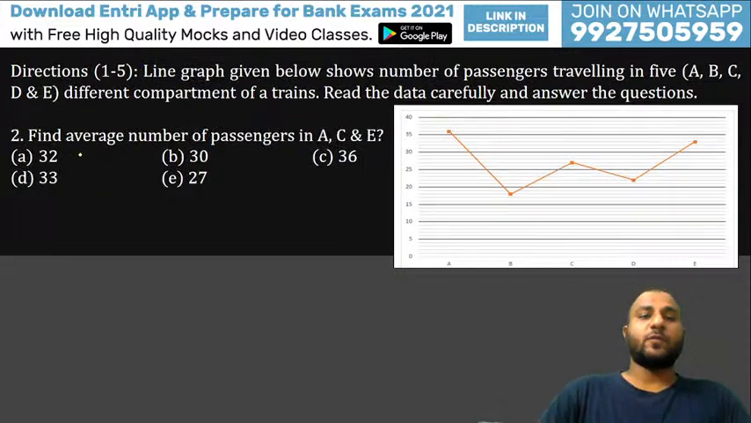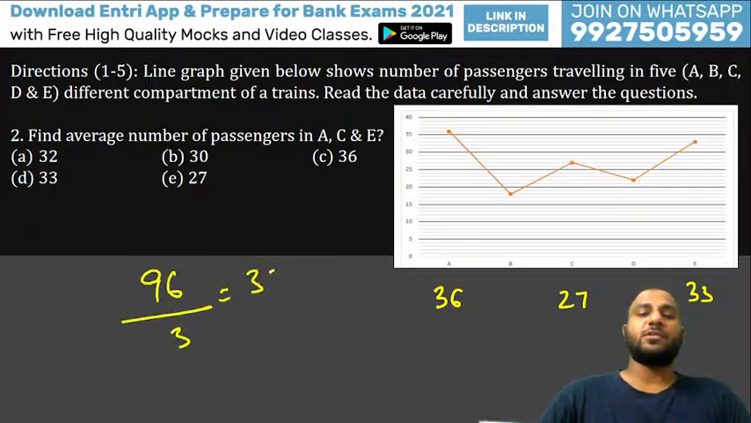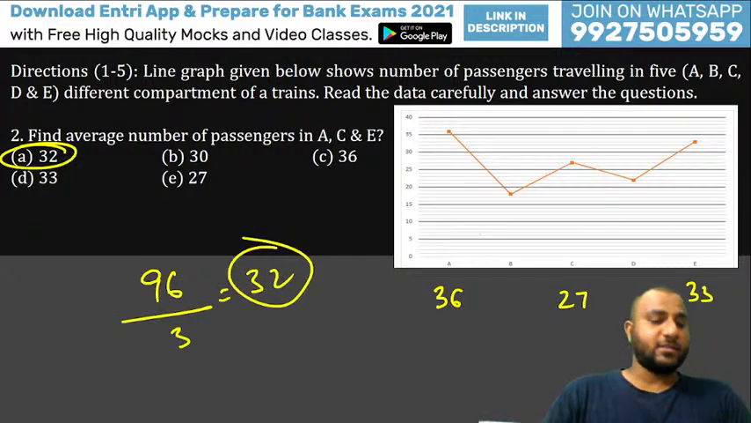Here comes the next question. Find the average number of passengers in A, C, E. As I have already told you, A has 36, C has 27 and E has 33. So add this data, you'll get 60 and 96 divided by 3, which means 32. Clear answer.